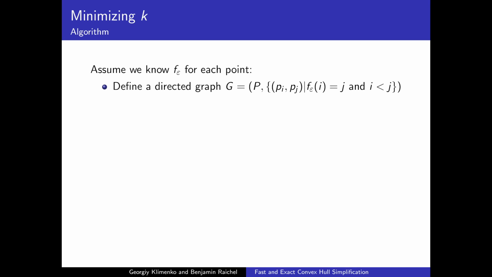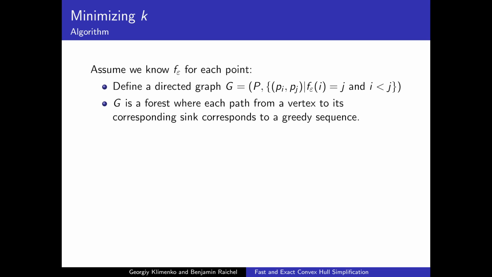Now this graph is acyclic because we only have edges from lower indices to higher indices, and our degree of each vertex is 1 because we only have one friend for each vertex. Now this means that this graph would be a forest and its sinks would be the roots of the trees in it. And any path that ends in a sink corresponds to a greedy sequence.